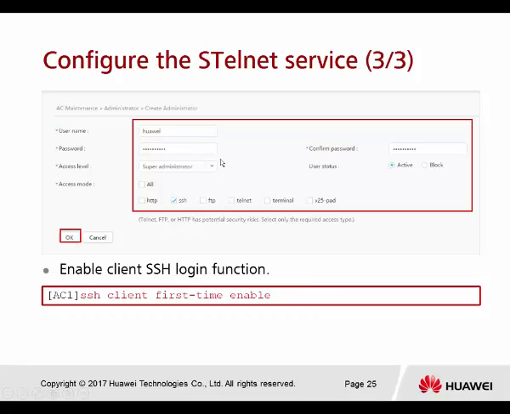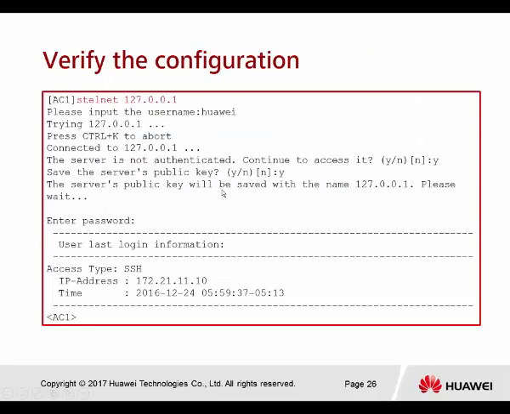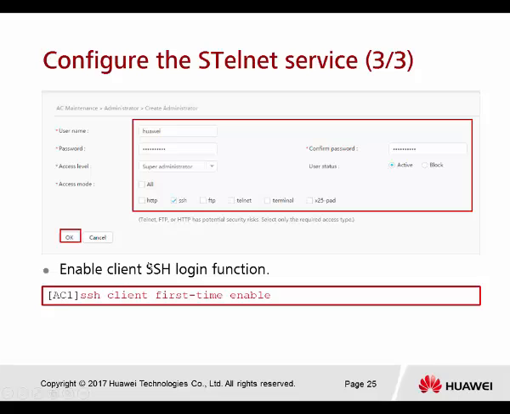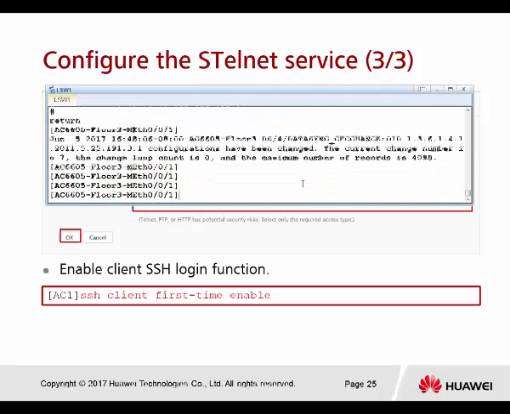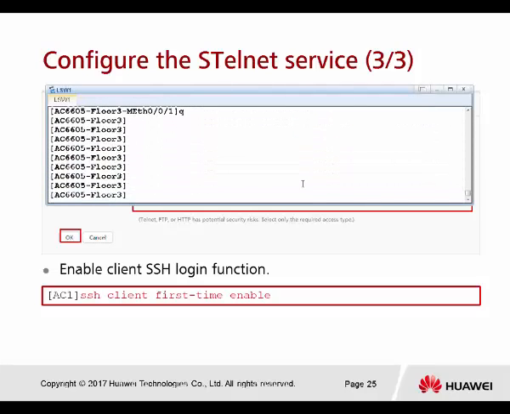Once we have configured this, now we can try to perform the SSH connection. But we have to enable something first. For example, I want to use my switch, okay, this is my switch, to SSH to my controller. You have to enable the SSH client the first time. You have to enter this command, or else the SSH will fail.